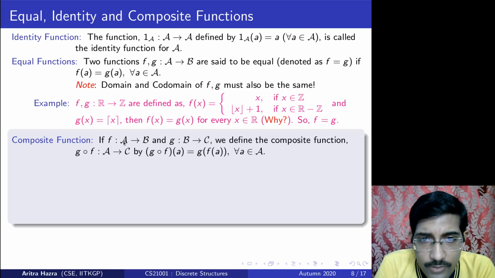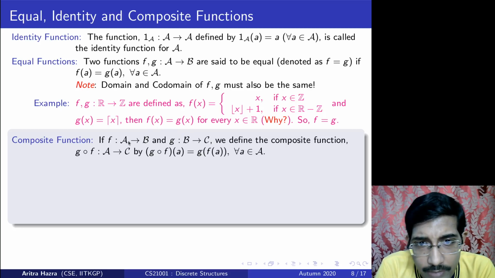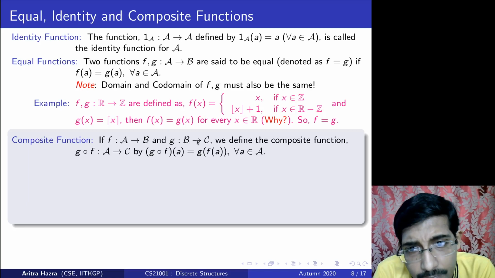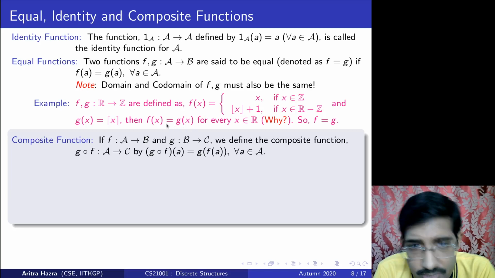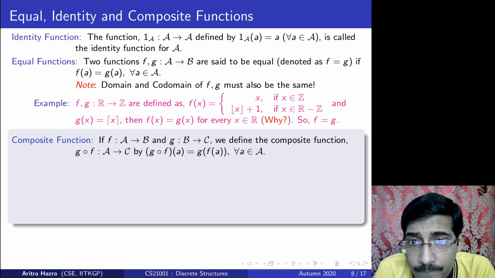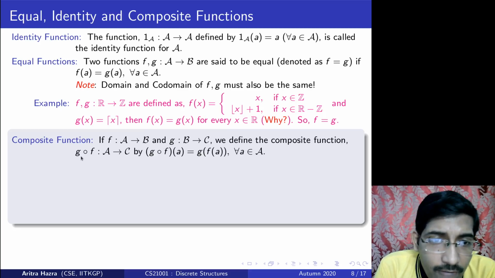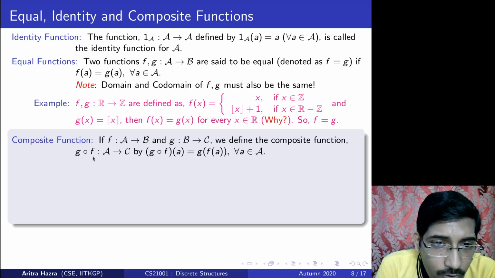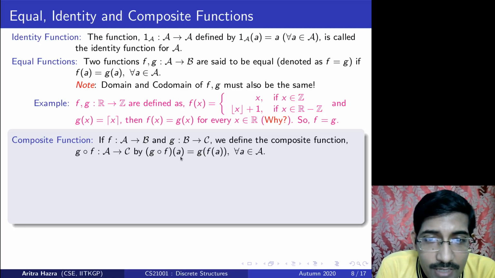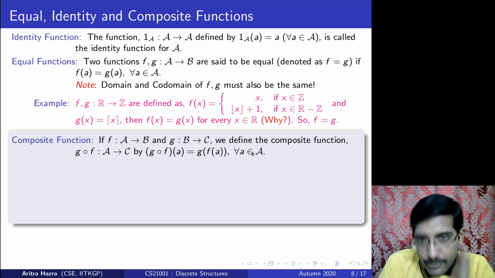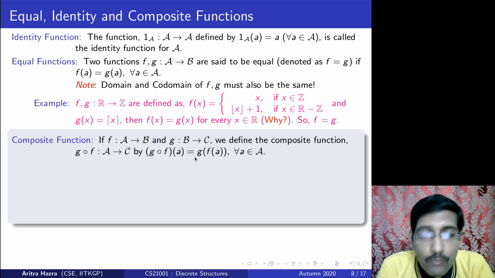Now you can easily see that there can be some element in A which maps to some element in B, and that same element in B can get mapped to some element in C. Therefore, I could have a transitive mapping from A to C via G. So I can declare a function called G o F, which is from A to C, by writing it as: first I apply F and then I apply G, for all a. This kind of function is called a composite function.